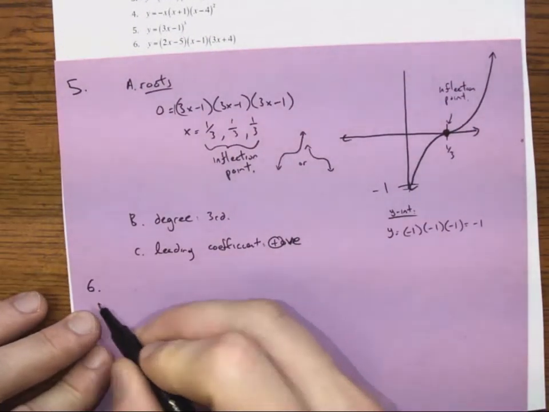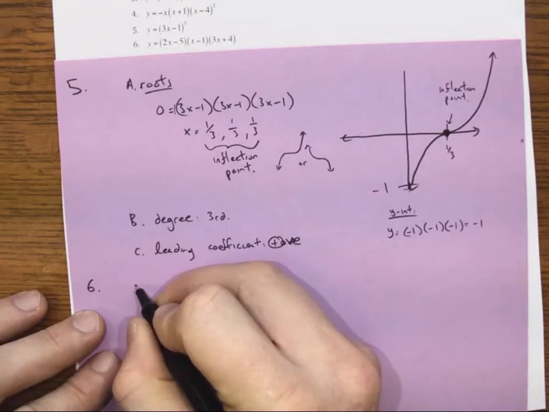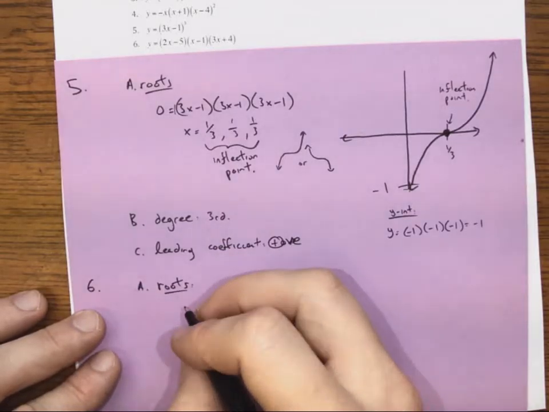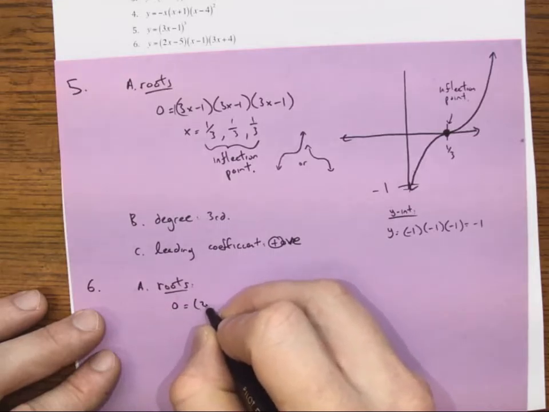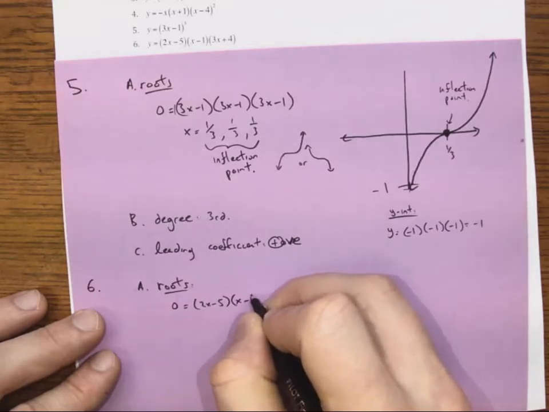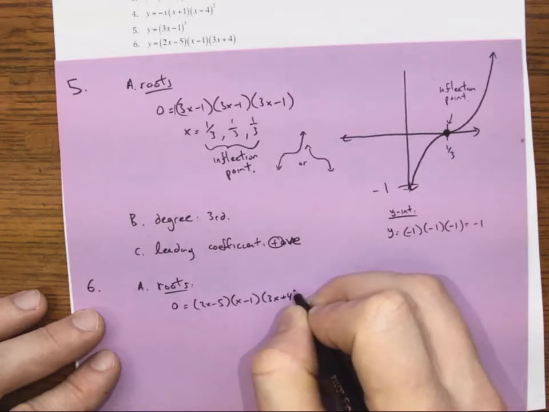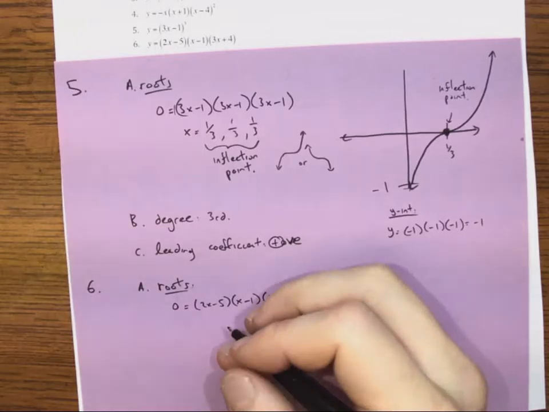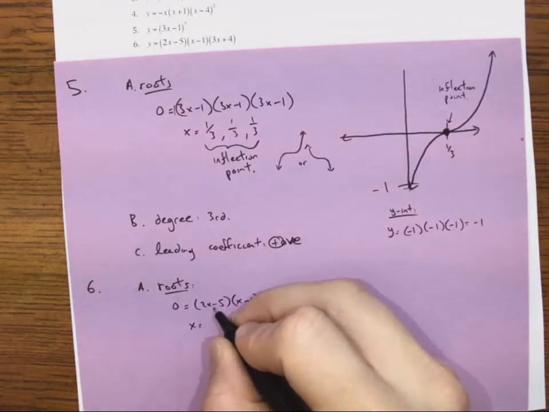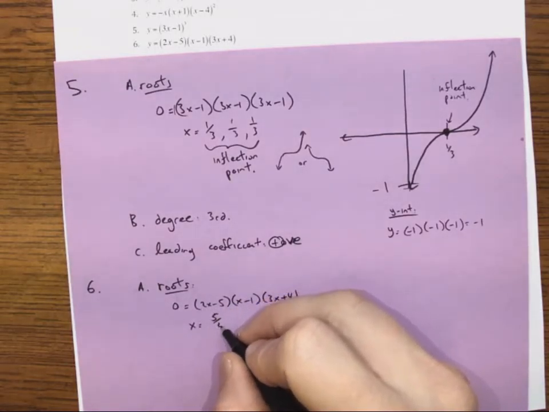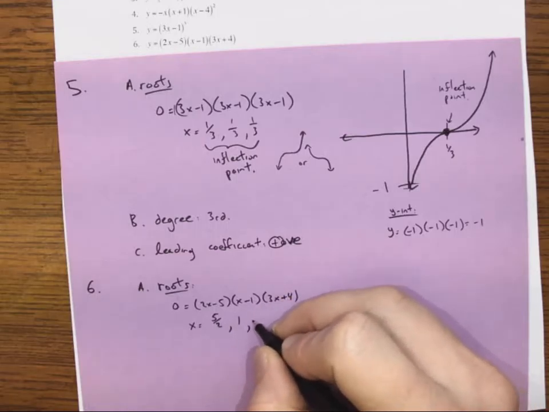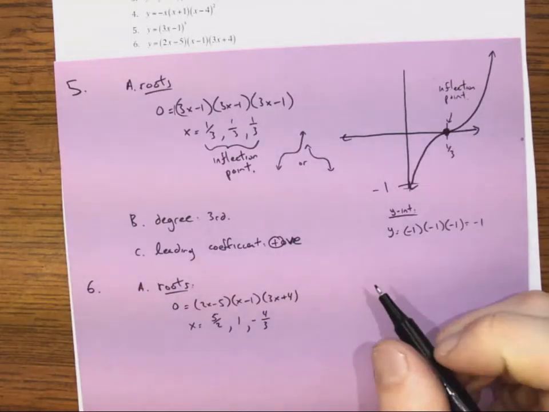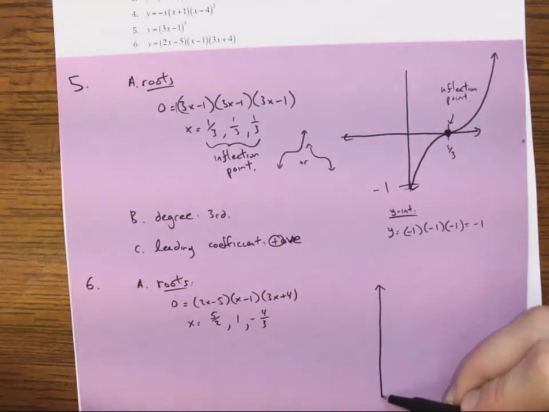Moving on to question 6. Okay, so we're going to start with our roots. Alright, and so we're going to 0 is equal to 2x minus 5 times x minus 1 times 3x plus 4. Alright. And so what are our x values here? X values are 5/2, 1, and negative 4/3. Okay, so I'll sketch that.